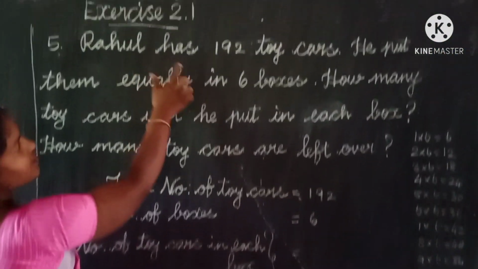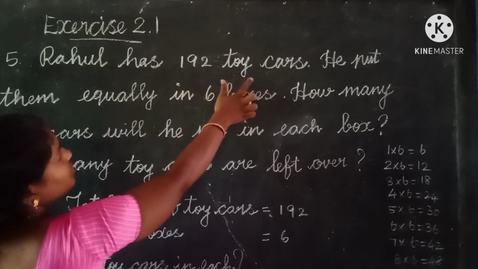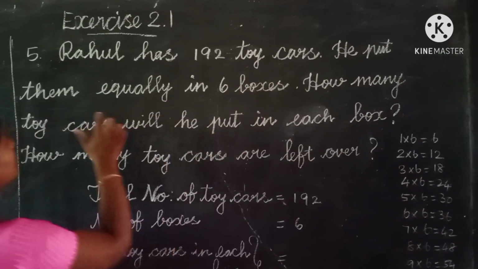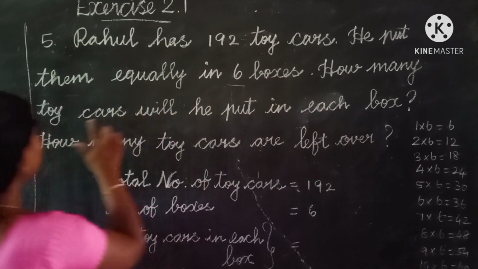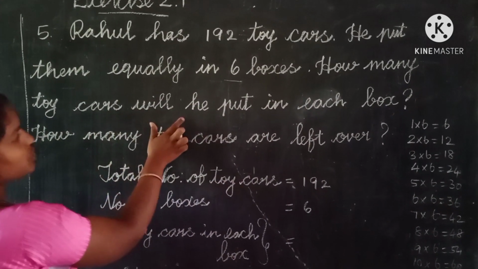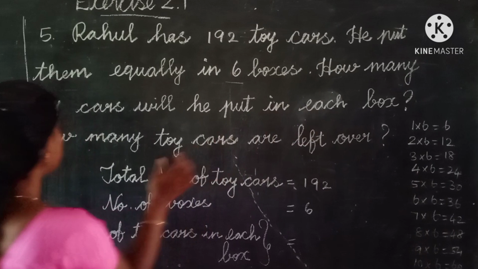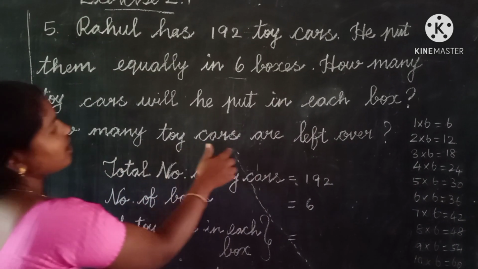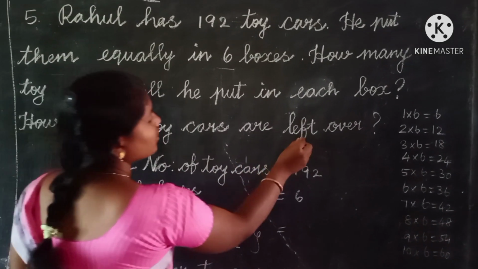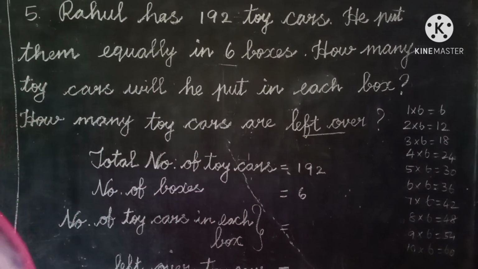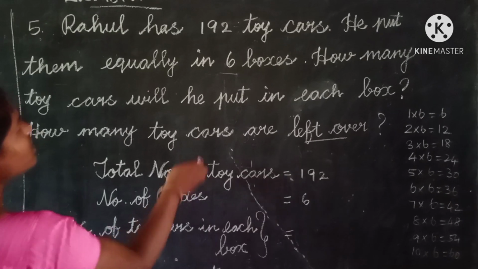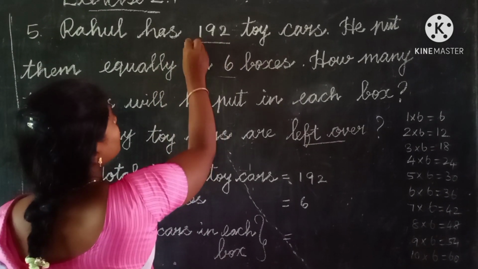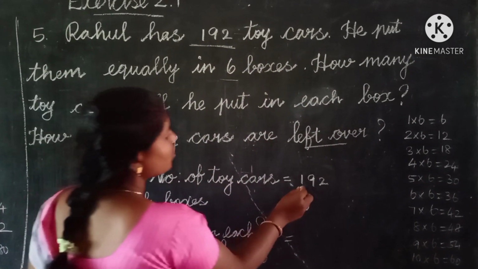Rahul has 192 toy cars. He put them equally in 6 boxes. How many toy cars will he put in each box? How many toy cars are left over? Left over means remainder. Okay. So, see children, total number of toy cars. Rahul has 192 toy cars.